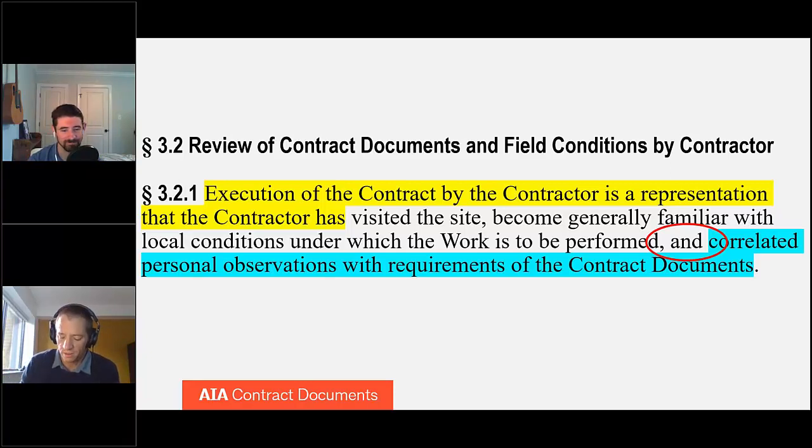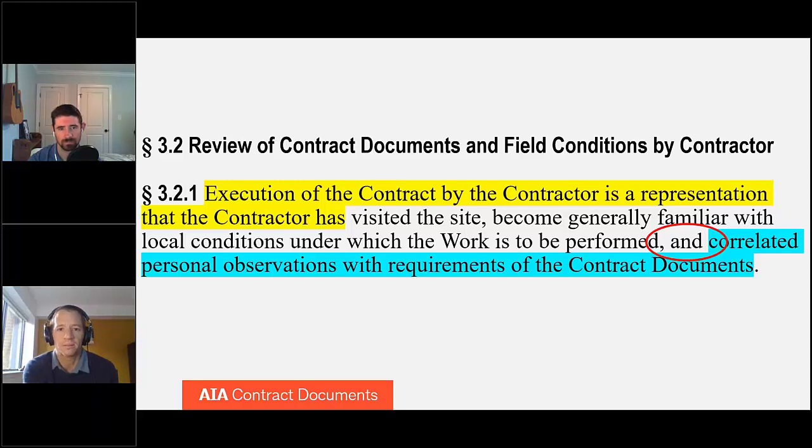No, I think this is an important provision that you often see. If there's ever a dispute about unforeseen site conditions, you often see this put back at the contractor to say, well, you should have gone out to the site, you should have known what was going on at the site and understood all of the local conditions. That's really not what this provision is about. This is becoming generally familiar. I think that's the key phrase there.